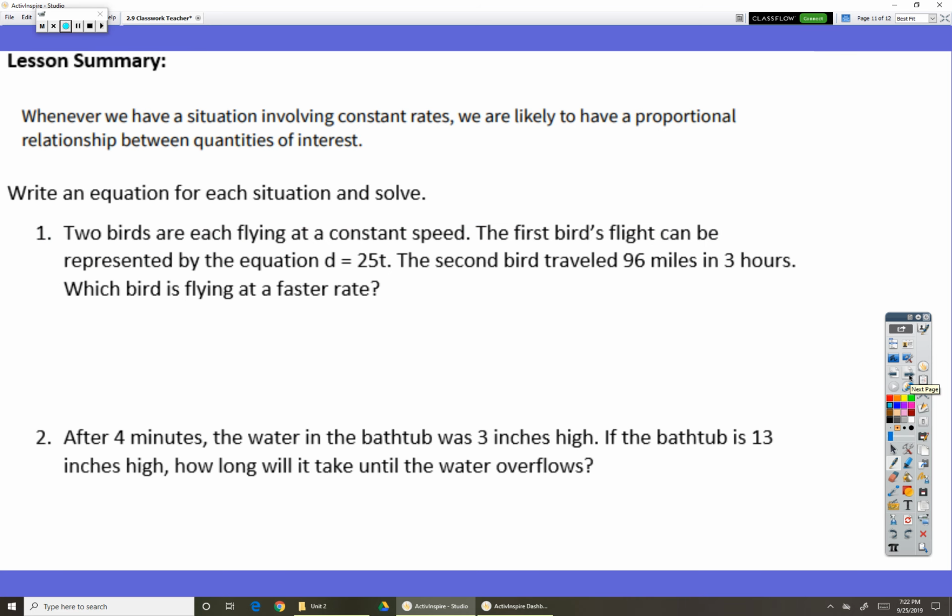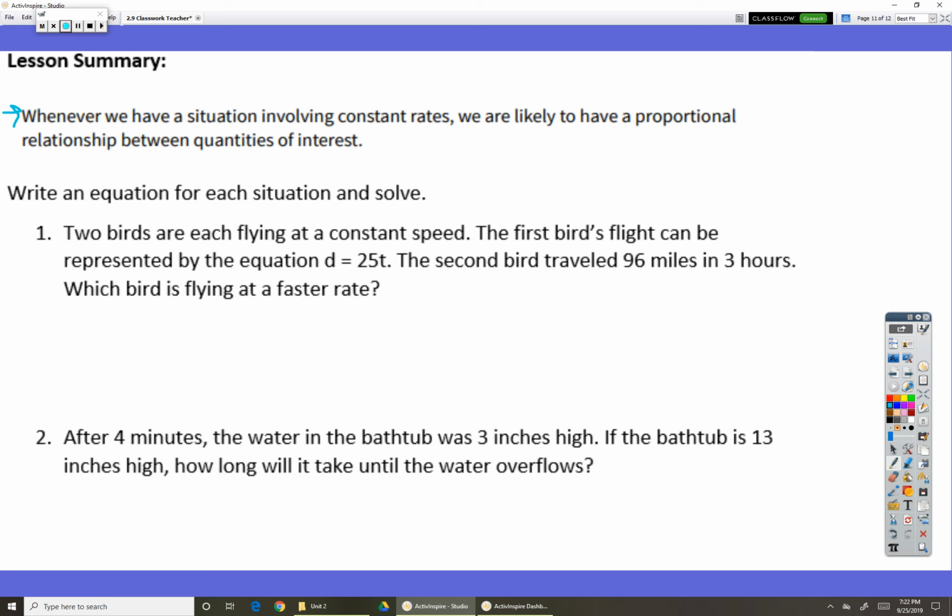And we're going to take a look at the lesson summary. Within the lesson summary, I'm actually giving you some problems to solve because these problems are a little easier than the problems that we did, and all of the information you need is given to you. So I just want to remind you of this statement.